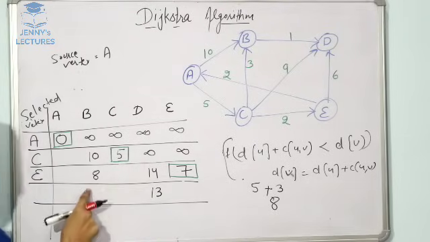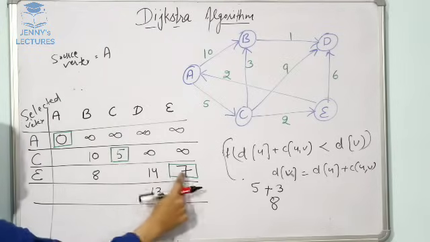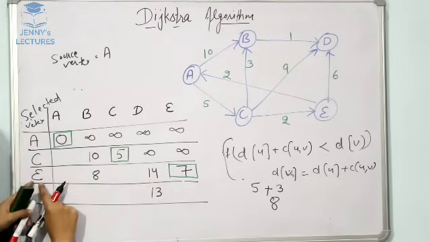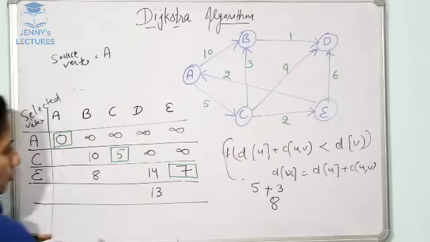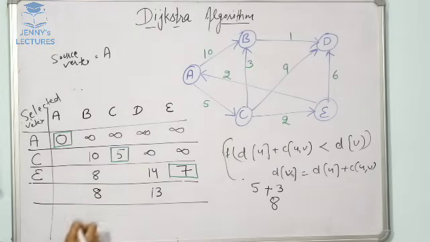Now can you update this distance? E, we have selected this E. Can you update E to B? E to B, no, there is no edge. Then we will write as it is here, 8.